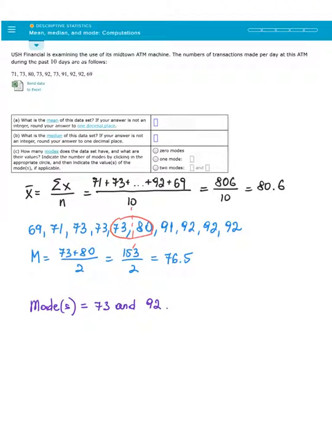Finally, the mode. Mode is the number that shows up most frequently in my set. Mode is easiest to find when I look at my data arranged in order. As you can see, I have 3 values of 73 showing up and 3 values of 92 showing up, and those are most frequent compared to the rest of the elements. Because they show up the same number of times, 3 times each, they both are modes.